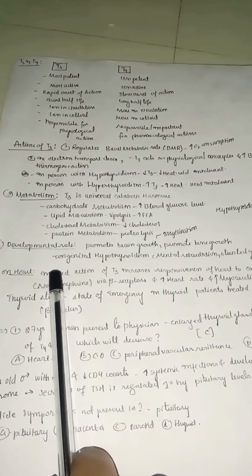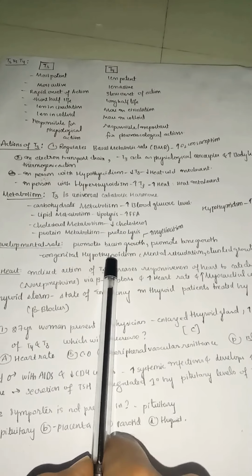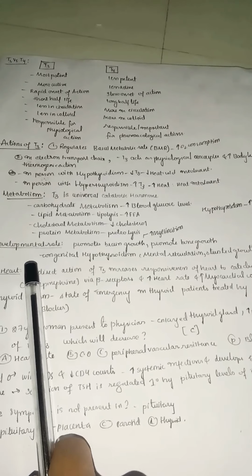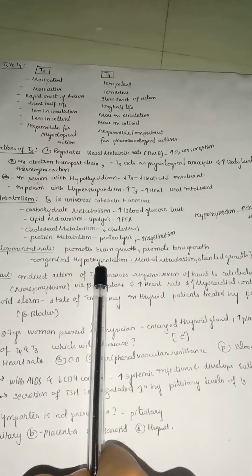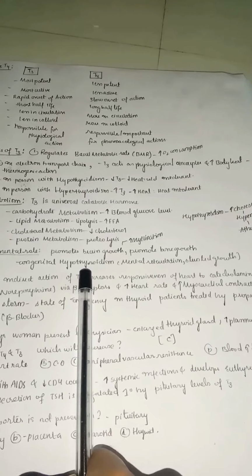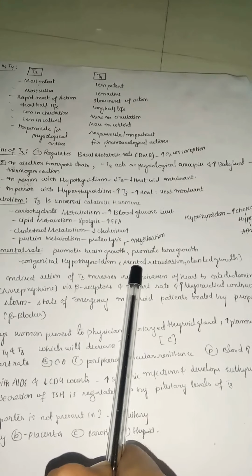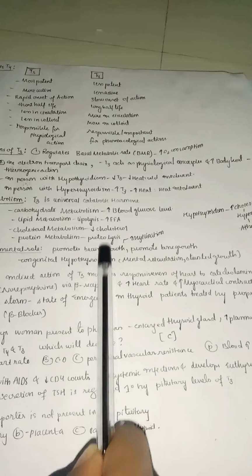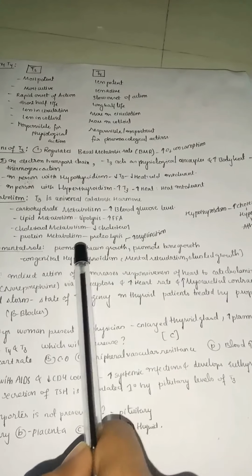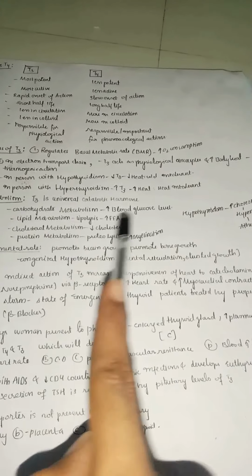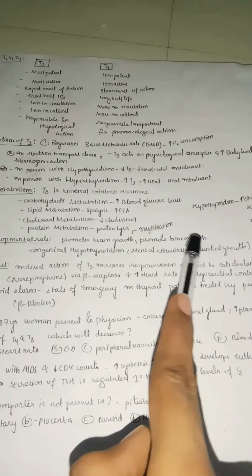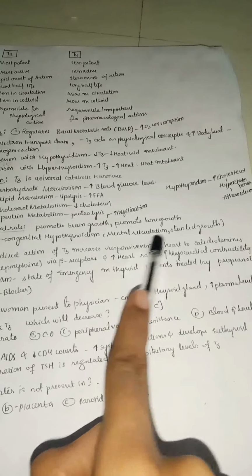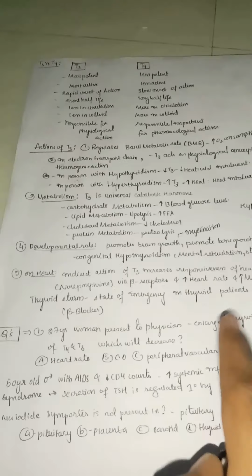Next, let us see the developmental role. It promotes brain growth and bone growth. So whenever there is a defect, especially in congenital hypothyroidism, the child will have both mental retardation and stunted growth, because if thyroid is there, there will be normal brain growth and also normal bone growth. But if the thyroid is absent, especially in congenital hypothyroidism, the child will have both mental retardation and, at the same time, stunted growth.